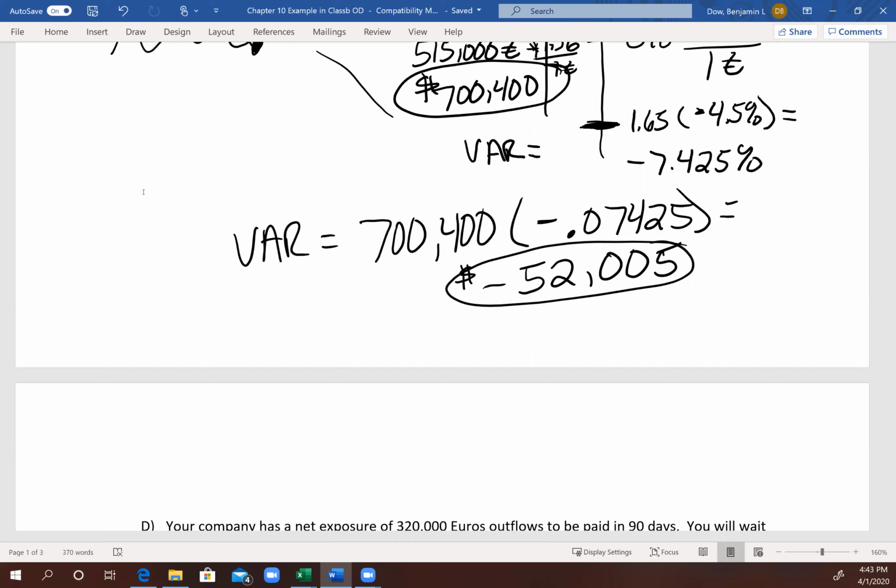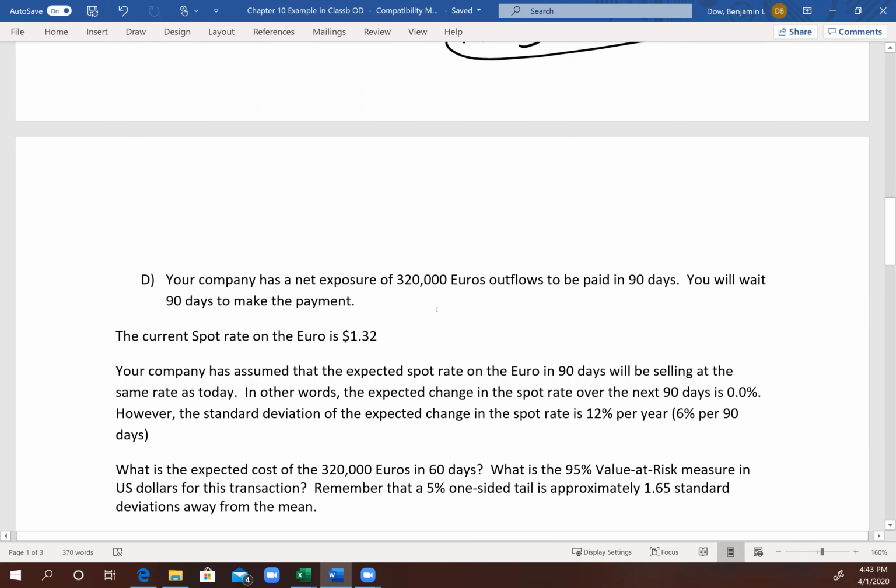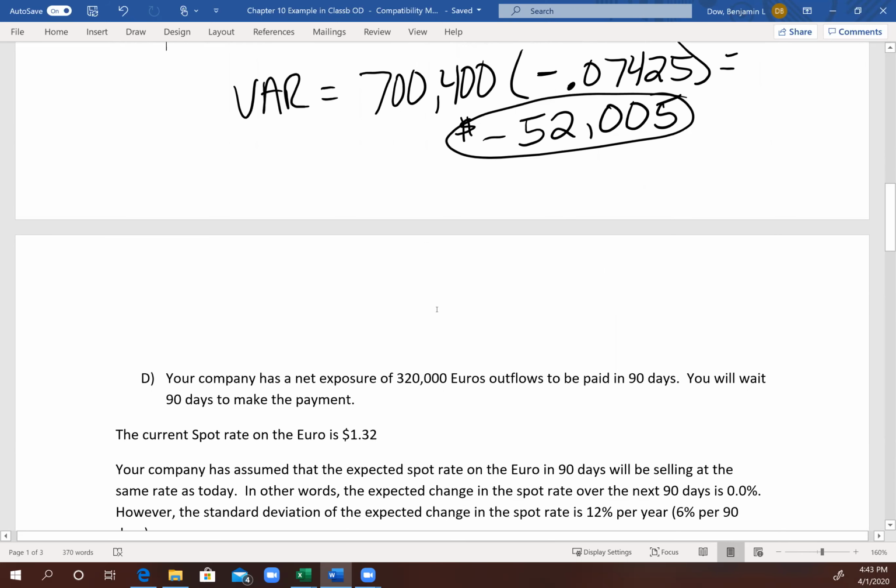Now, is $52,000 a big deal? That's the question. $52,000 to one person might be a big deal. To someone else, it might not. So again, it's all relative. If it turns out to be a big deal, then we're going to hedge it. If it doesn't turn out to be a big deal, at least we know how much exposure we have.